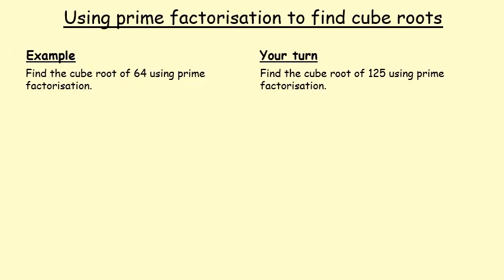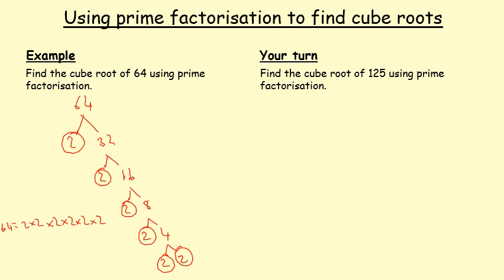Okay, so the step up from finding the square roots is finding the cube roots, and we follow an identical process to begin with. So I'm just going to break 64 down into a product of its primes to start off with. Okay, so once we've done that, we'll end up with 64 equals 2 times 2 times 2 times 2 times 2 times 2.